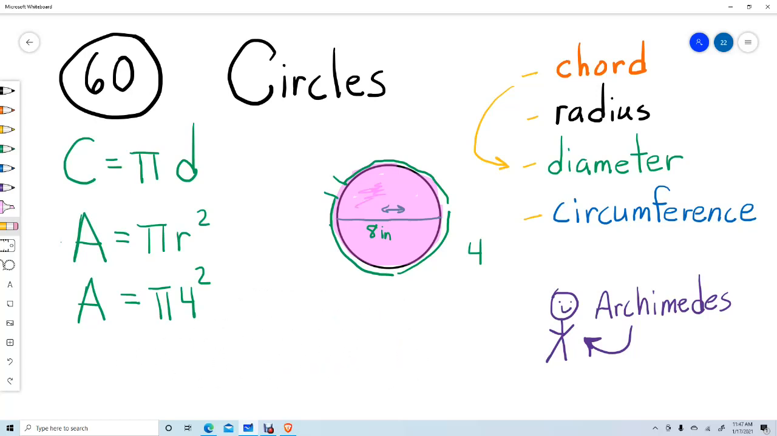Okay, so we've covered, what have we gone over here? Chord, that's any line that goes from one end of the circle to another. Sorry, let me rephrase that. A chord is a line that goes from any point on the circumference of a circle to the other. Radius is the distance from the center of the circle out to any point on the edge of the circle. Diameter is the longest chord, goes from one end all the way to the other. It's the longest chord that goes right through the center. And the circumference is the distance around the outside of the circle.